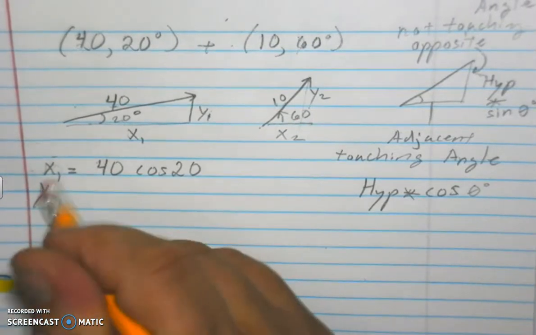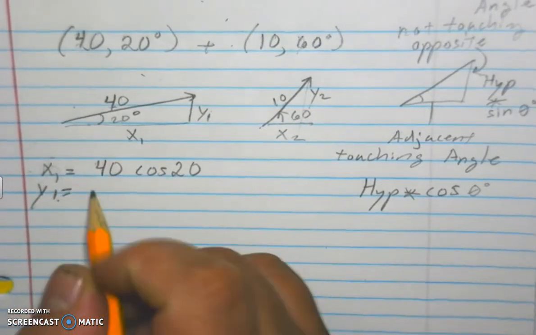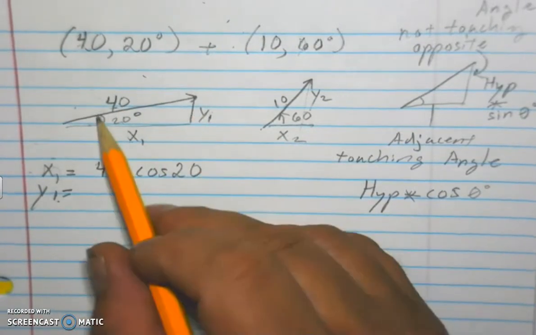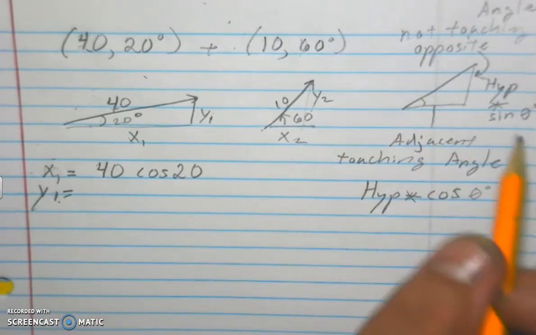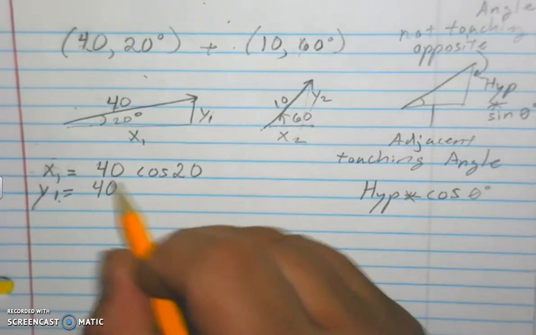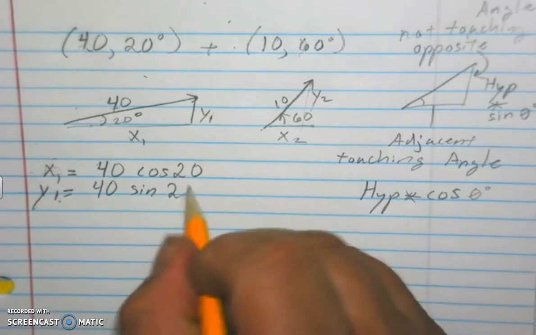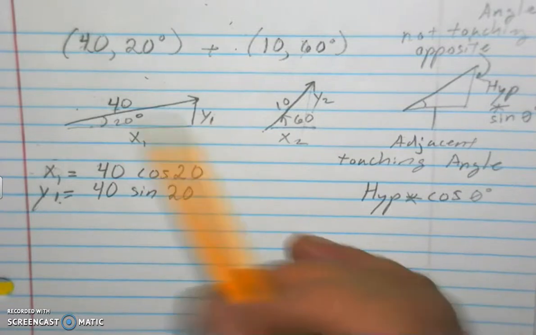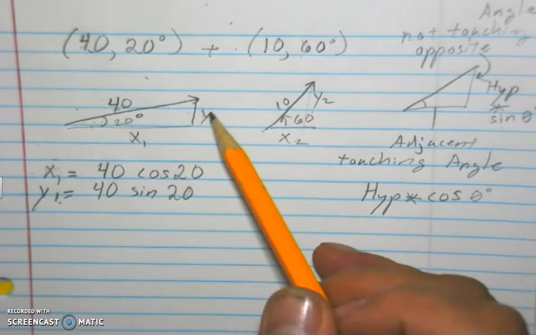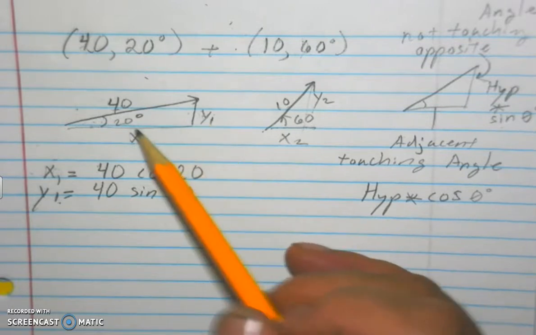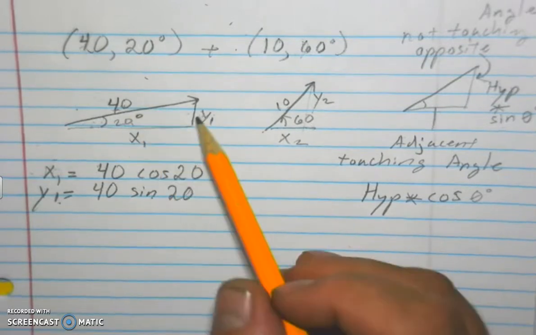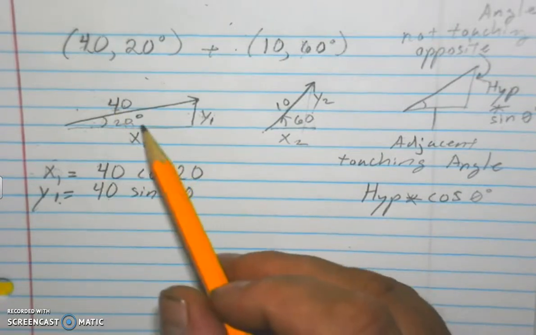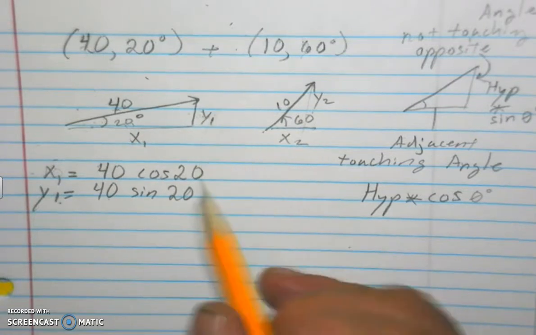y1 is equal to 40, the hypotenuse. This is not touching the angle, so use sine. 40 sine 20. So hypotenuse, not touching the angle, so sine, 40 sine 20.